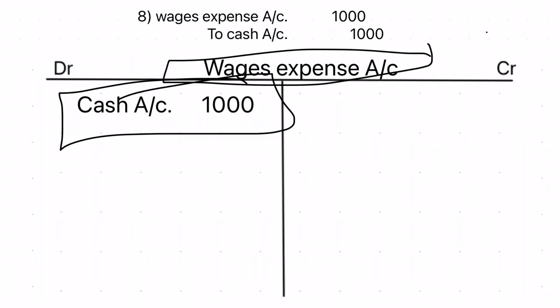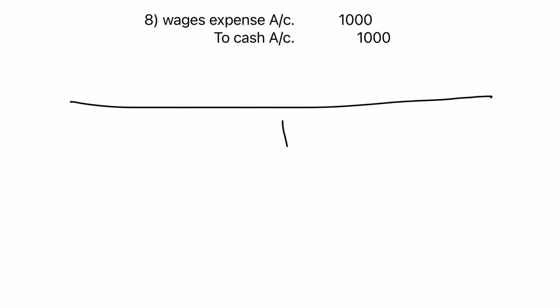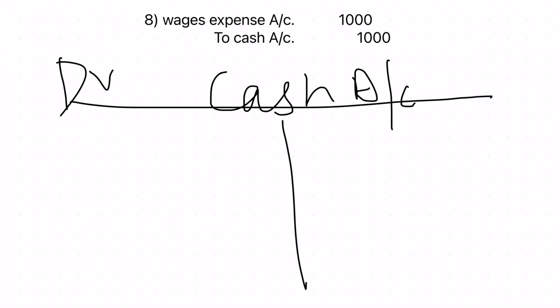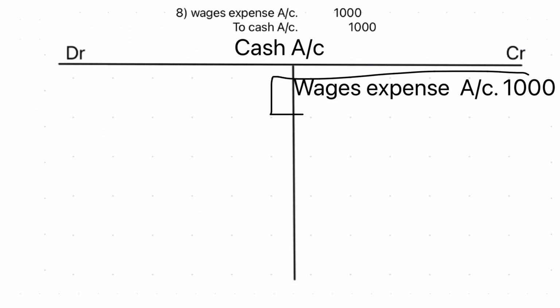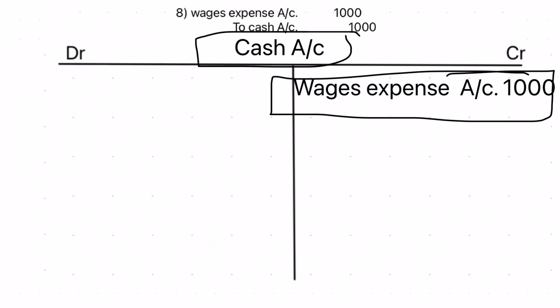And if we talk about its second effect, we will write cash here, cash account, debit balance, credit balance, and cash account gets credited. The reason is wages expense account with amount 1,000 rupees. So here the cash account gets credited again, and the reason behind the credit is wages expense account. Here we will see the clear image of the above transaction. The cash account gets credited and the reason behind that is wages expense.